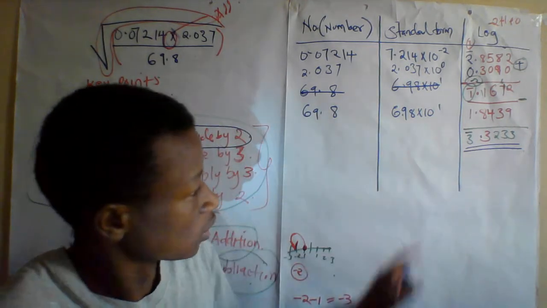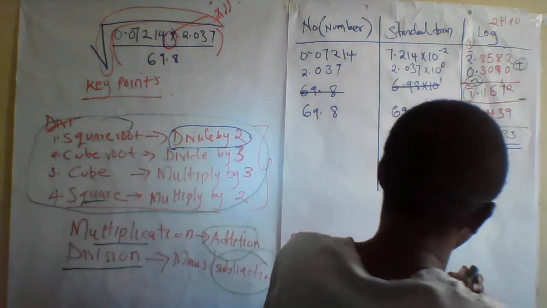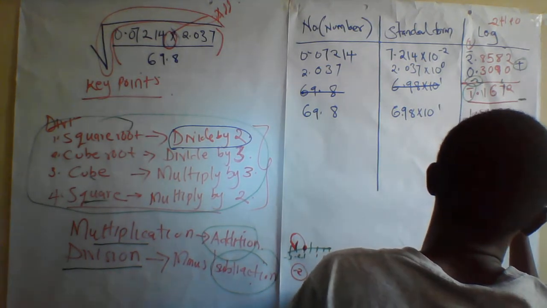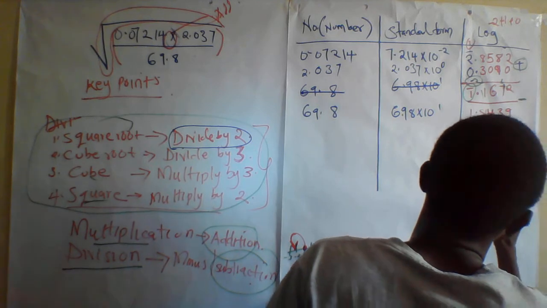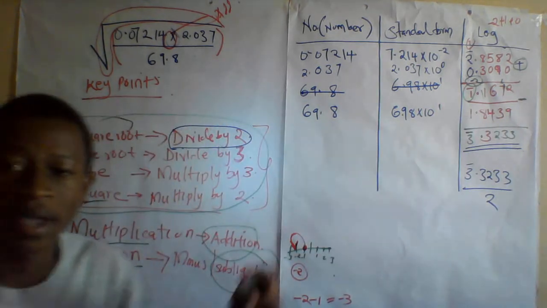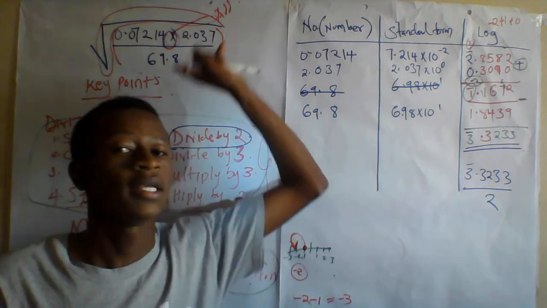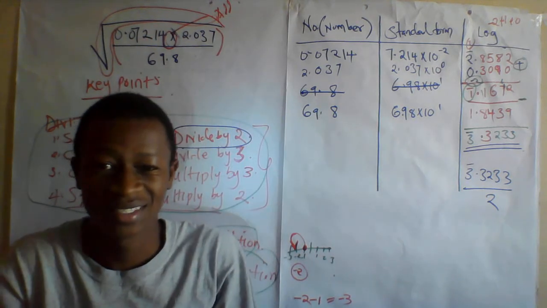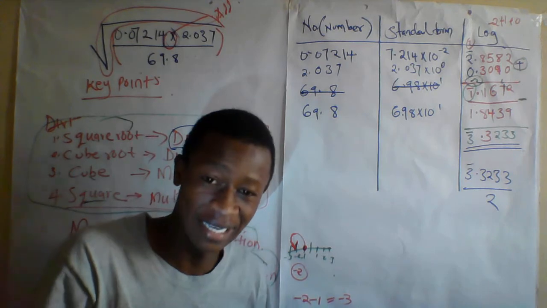So let's look at this one. So this one will be that by 3.3233, you divide by 2. You divide by 2, why? Because here we said that if it's square, you're going to divide it by 2. Simple as that.